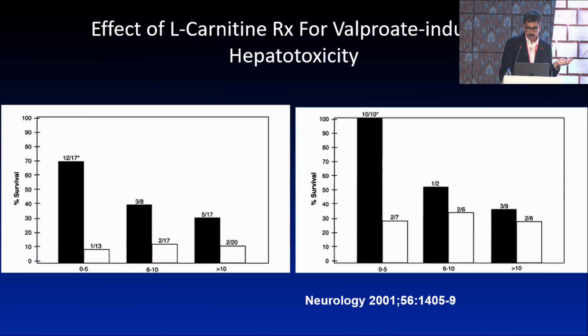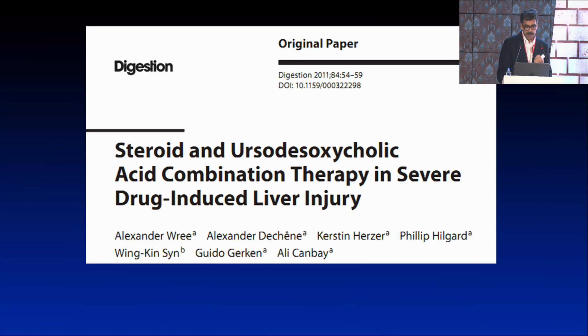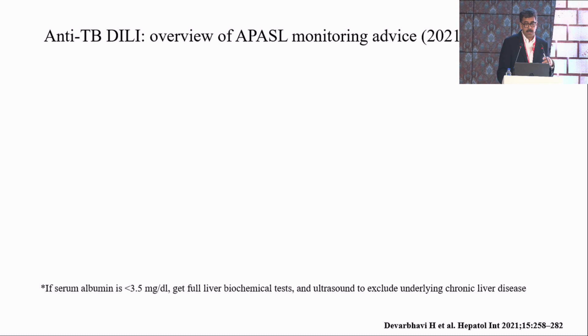Now again, I talked about this old study with regard to valproate-induced liver injury. It really improved outcome. And steroids in ulcerative colitis can cause severe drug-induced liver injury, from Germany. But every time I talk about this, there's always a question about anti-TB drug-induced liver injury. How do you monitor and treat them?